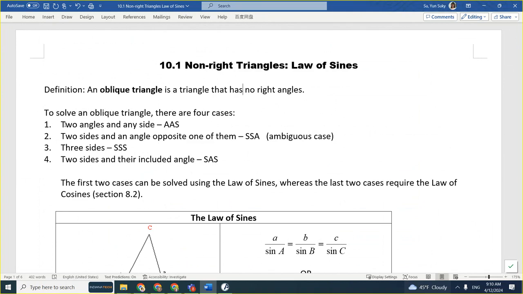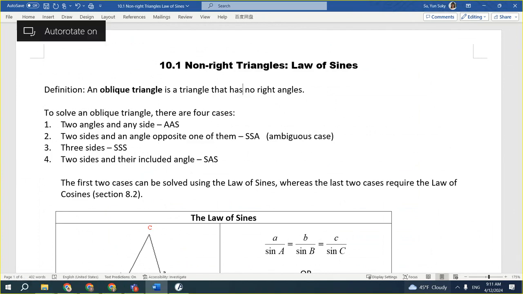Or they might give you three sides. So side, side, side. Or they give you two sides and their included angle. So side, angle, side. Do you realize that in case 2 and case 4, you are given two sides and one angle? But the cases are actually different. It depends on where the angle is.